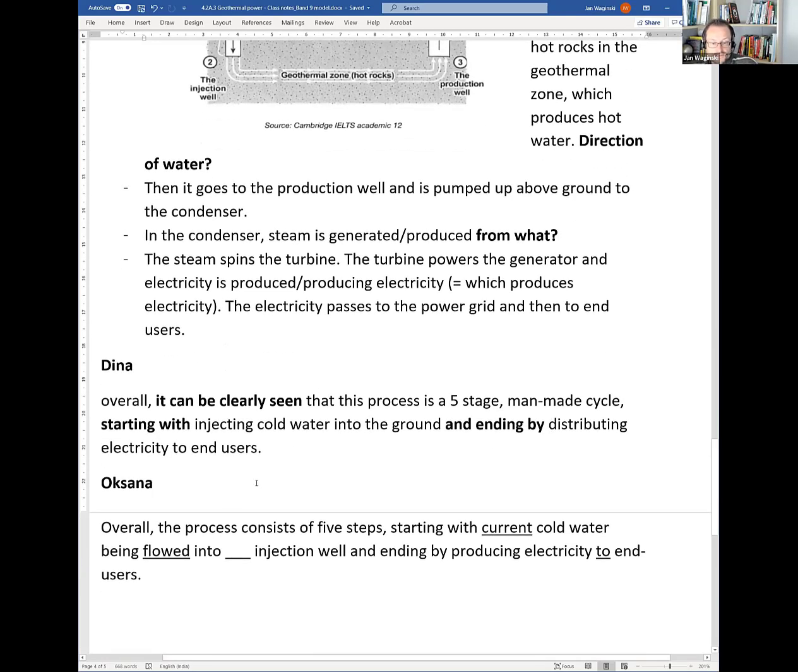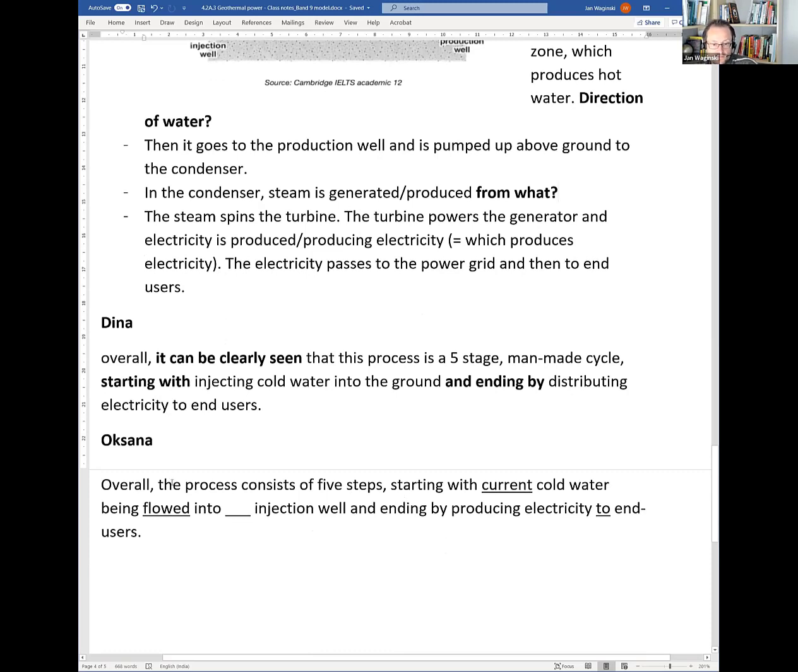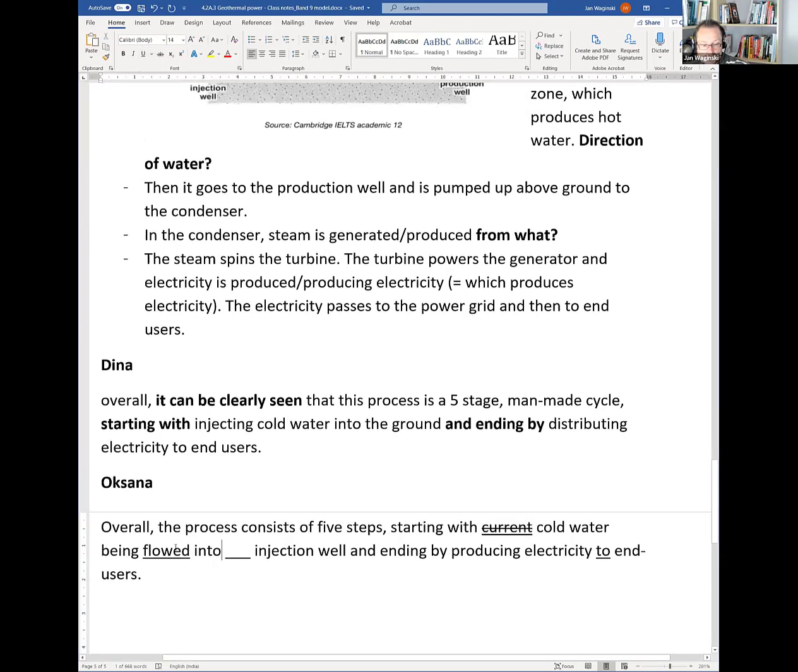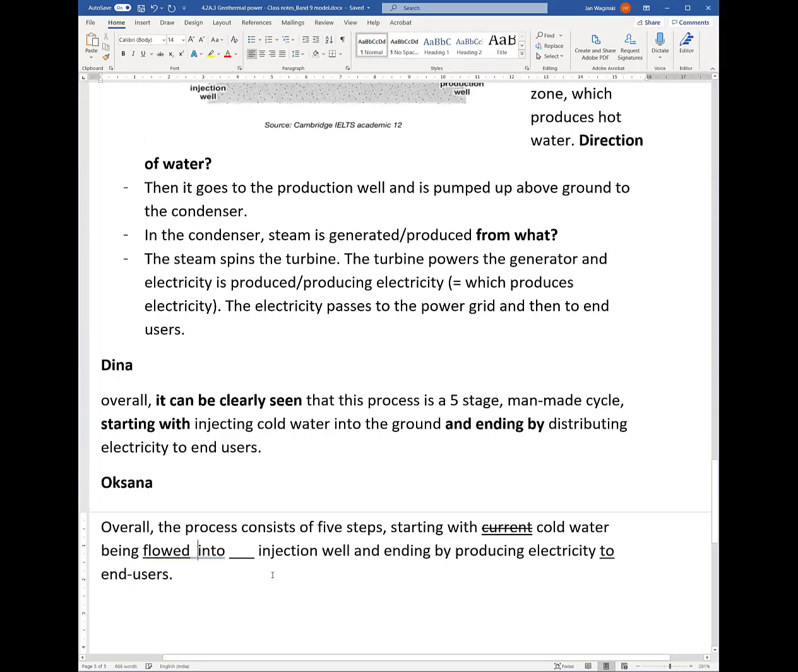Okay, so let's just fix this one. Yeah, this is quite good. There's just a few small issues. Process consists of 5 steps starting with cold water, so we're just going to get rid of that. Cold water being... Being float. Something wrong with float. You can't flow something.